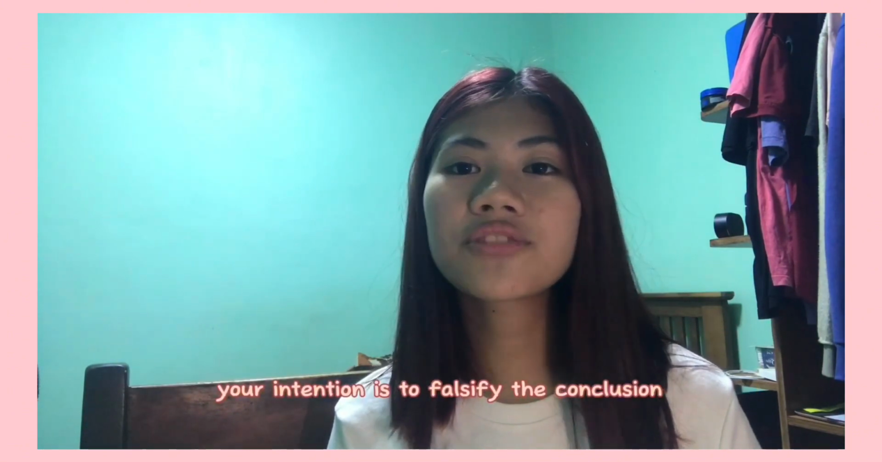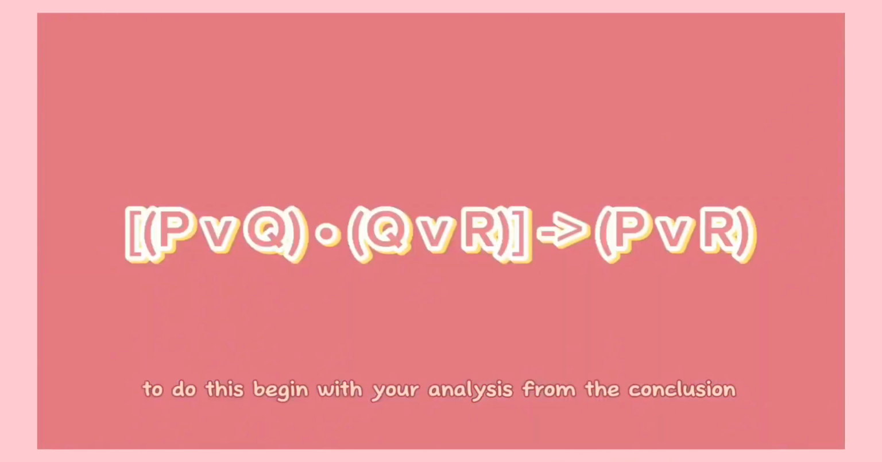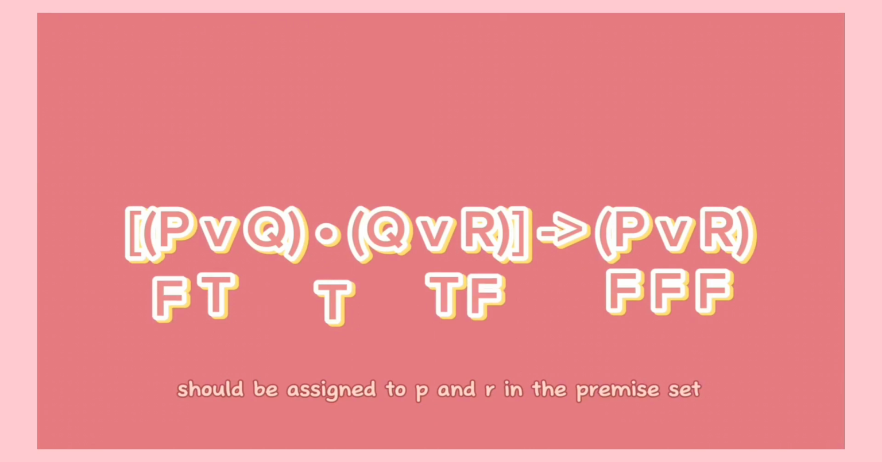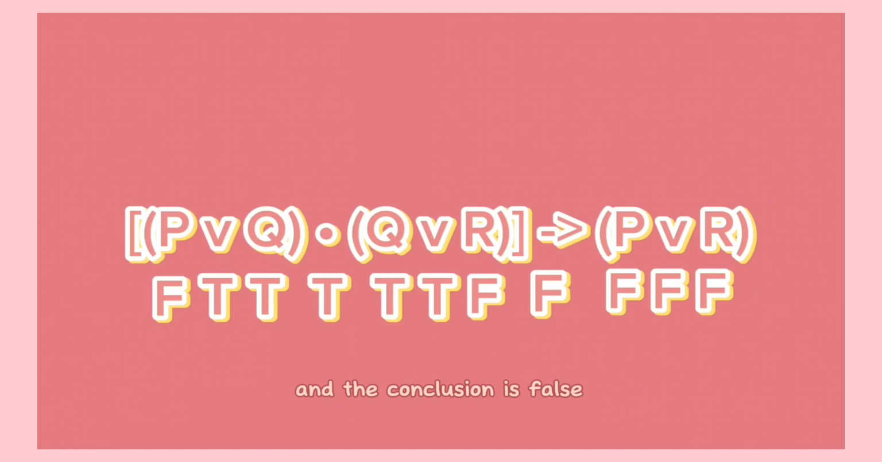Your intention is to falsify the conclusion while retaining the truth of the premise set, like this. To do this, begin your analysis from the conclusion. If P or R is false, this means that both P and R are false. If the premise set is true, then this means that both alternations, P or Q and Q or R, are true. If P and R are false, the same values should be assigned to P and R in the premise set. Thus, you are left only with Q. Notice that whatever the value of Q, you have discovered a row where the premise set is true and the conclusion is false. Therefore, the argument form is invalid.